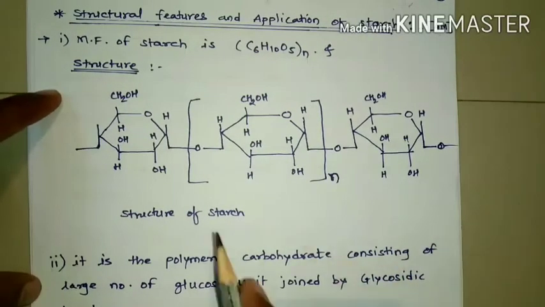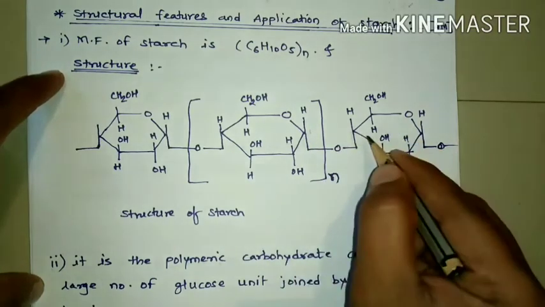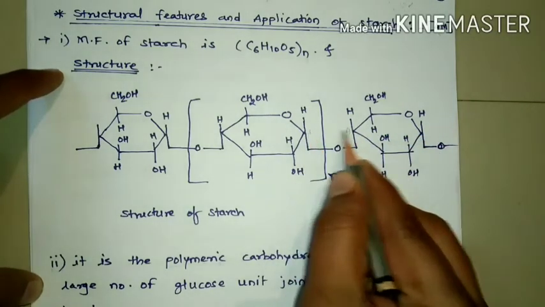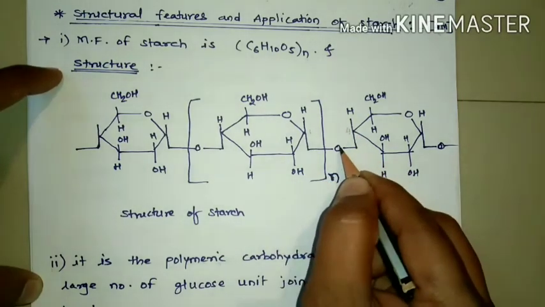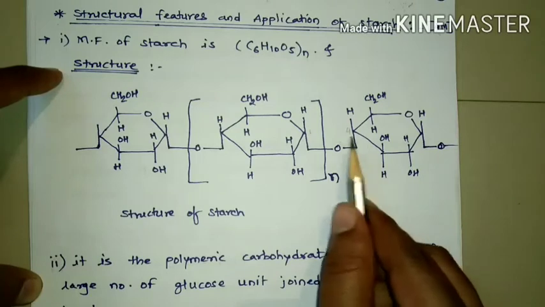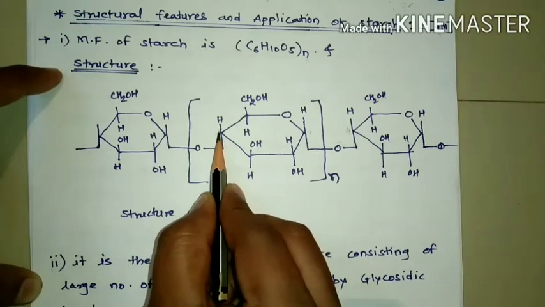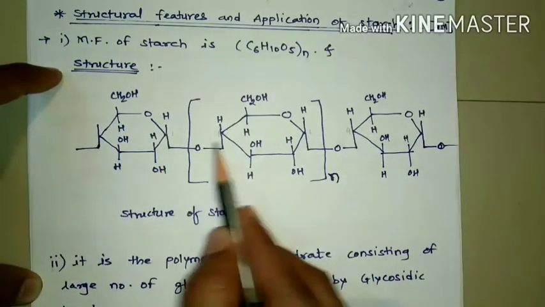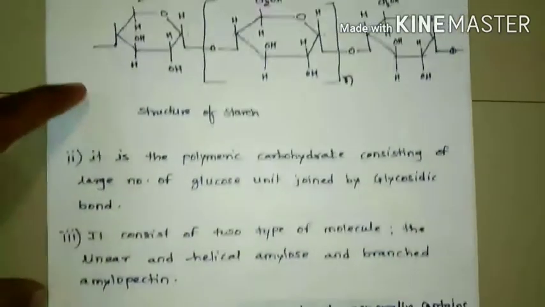Okay, then where is the glycosidic linkage? Carbon number 1 of one glucose unit and carbon number 4 of another glucose unit are joined by this oxygen, and it is called a glycosidic linkage. Where is another glycosidic linkage? This is carbon number 4 and this is carbon number 1 of two monomeric units, and it is also called a glycosidic linkage. So this is the explanation of point number 2.